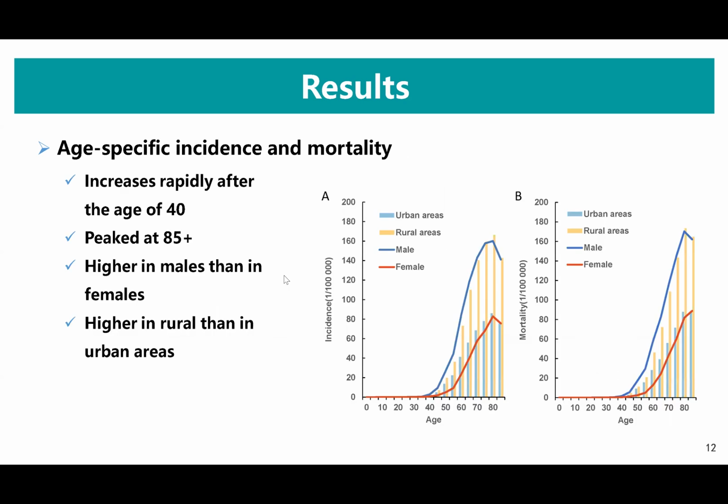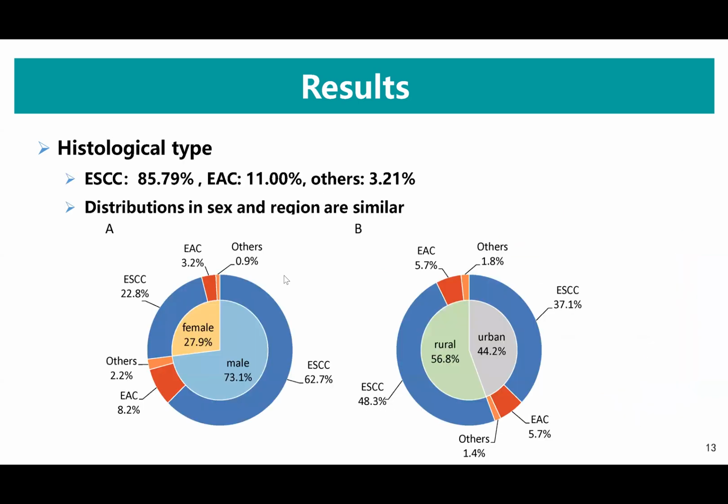The incidence and mortality of esophageal cancer increased rapidly after the age of 40 and peaked at around 85 years old. In all age groups, the incidence and mortality rates were higher in males than in females and were higher in rural areas than in urban areas.